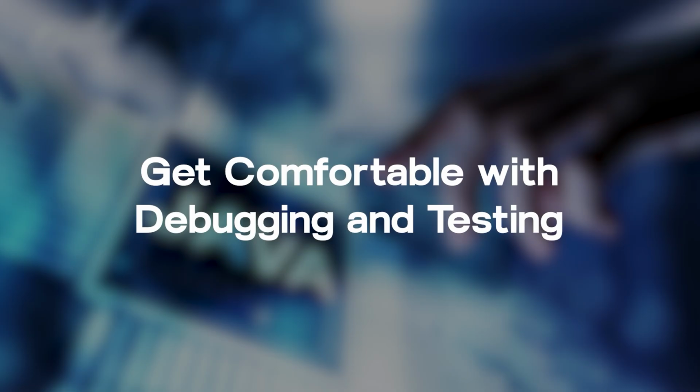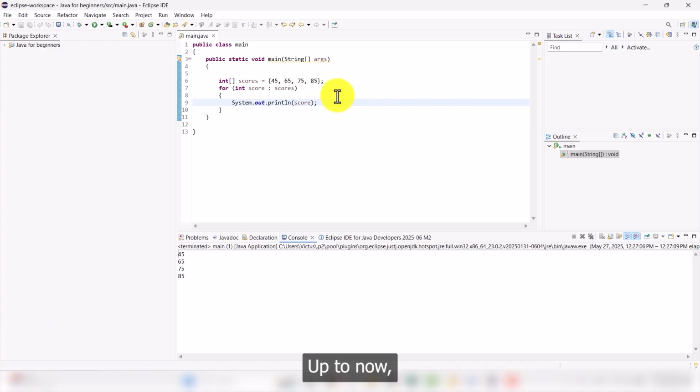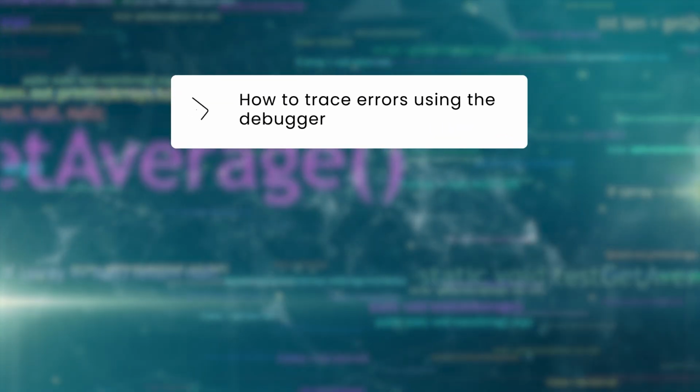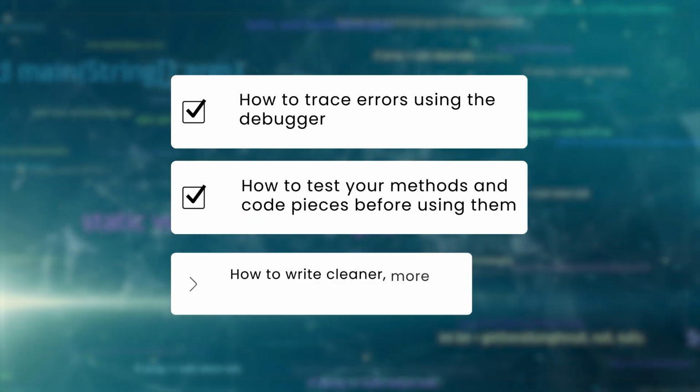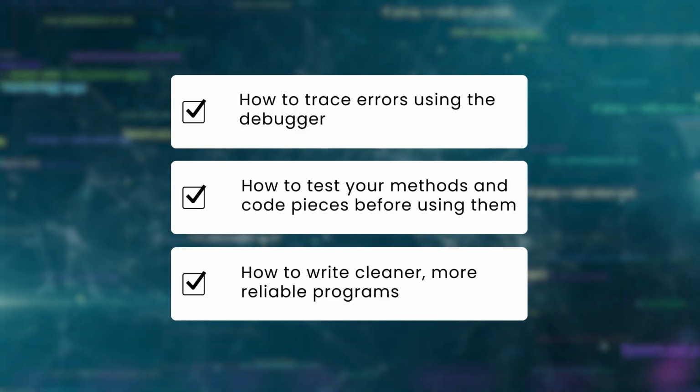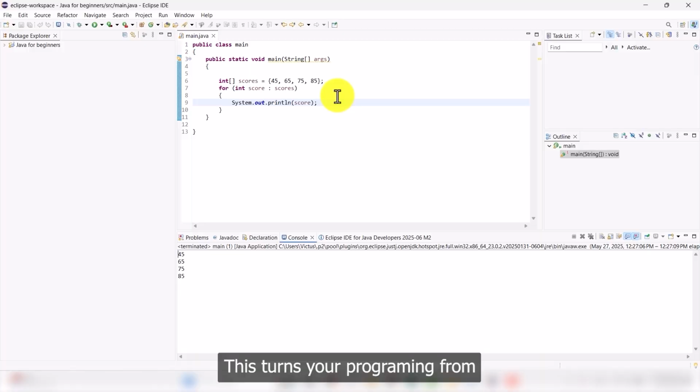Get comfortable with debugging and testing. Up to now, you may have fixed problems by trial and error. As you grow, you will want to learn how to trace errors using the debugger, how to test your methods and code pieces before using them, how to write cleaner, more reliable programs. This turns your programming from just working to working well.